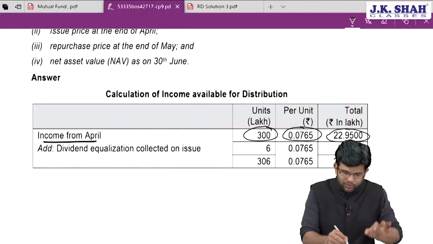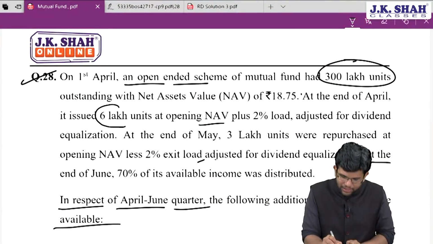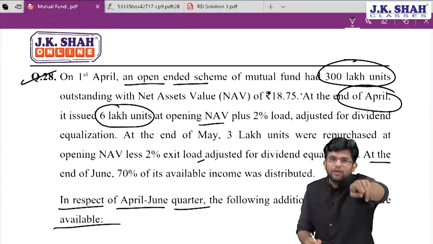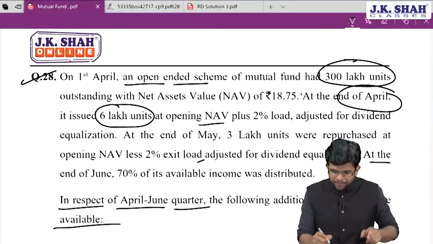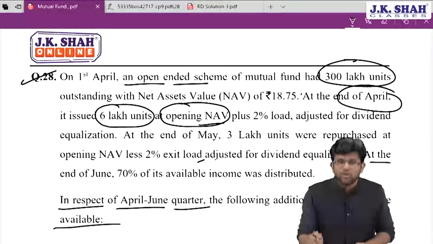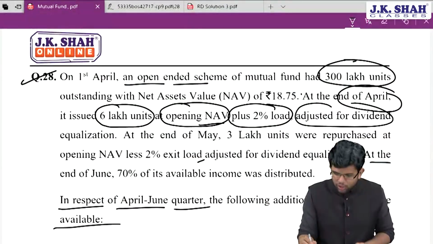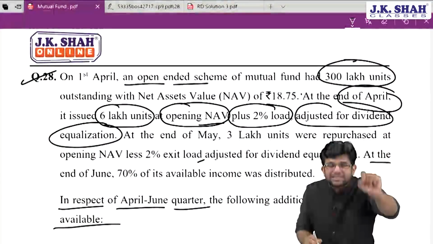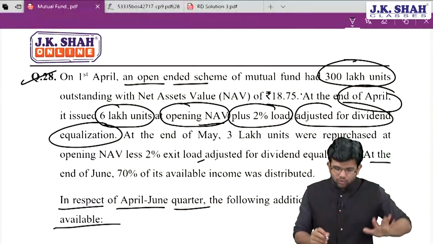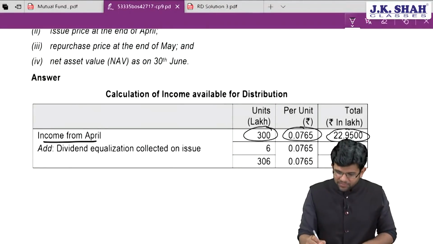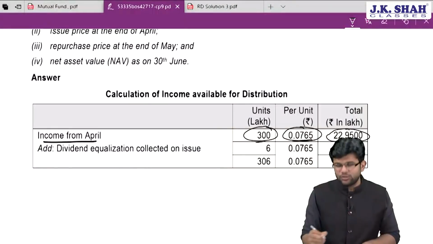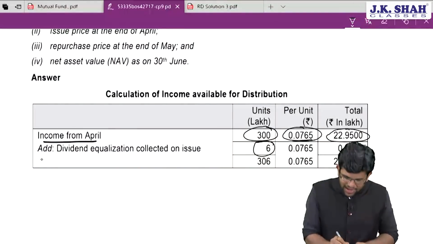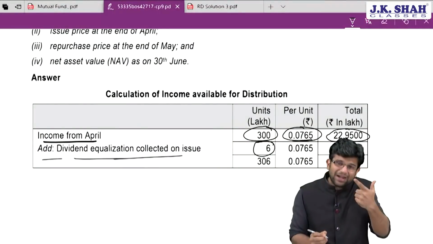Alright, now tell me students, how many new units are being issued at the end of April? 6 lakh units. So when these 6 lakh units enter into your fund, they will have to pay not only the opening NAV, not only the entry load, but also the dividend equalization, which means the proportionate existing dividend rate they'll also have to pay. Students, do you realize already I have 300 units and per unit 0.0765 is the income accumulated. So when these people walk in, add dividend equalization collected on issue.